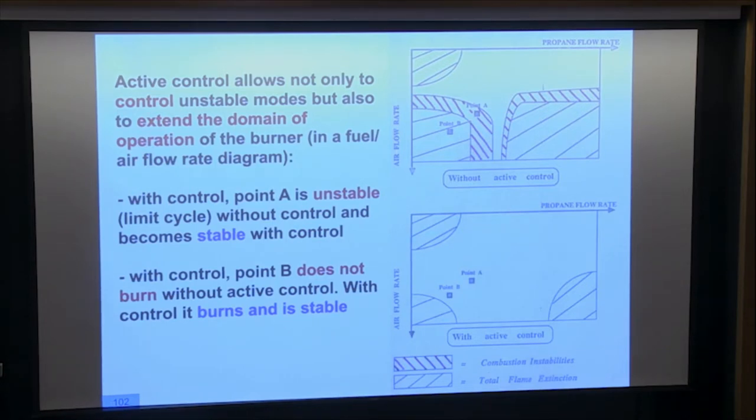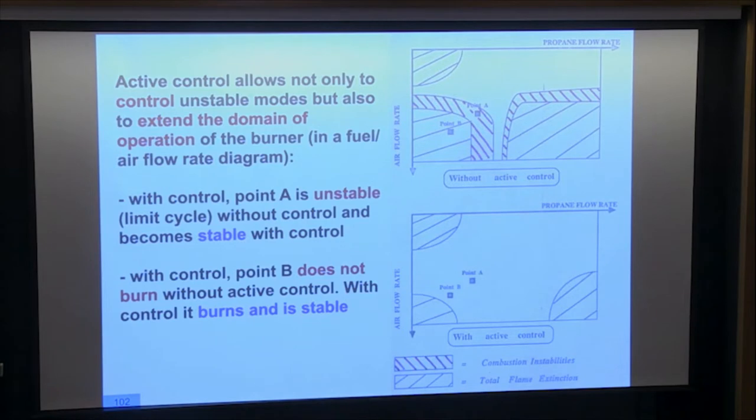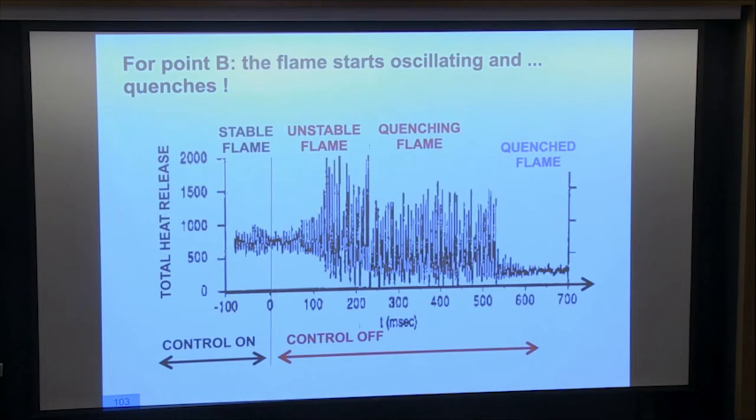And that's actually an indication of the fact that what we call the operability limits of a combustor quite often are controlled by the fact that when you reach the limit, the system becomes unstable. So in other words, before quenching, most flames start shaking. And we can prove that by starting at point B with control on and stopping the control. And you will see what happens. When you stop the control here, the instability will grow and will kill the flame. So this is the test which was done here. Control was on until this point, and you see the flame is burning. This is the emission by a radical.